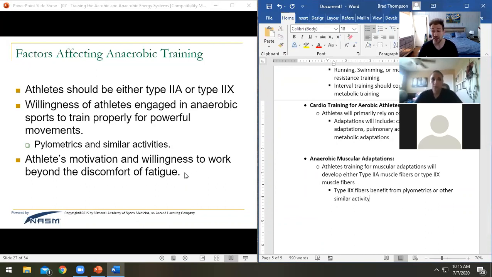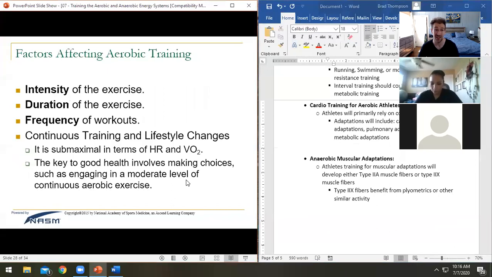But the thing about training for type 2 muscle fibers that sucks is that a lot of times it is based on how well your client is able to deal with that discomfort. When they're just like, this sucks, it burns, I'm sick, all of that, right? So there are some emotional factors there.